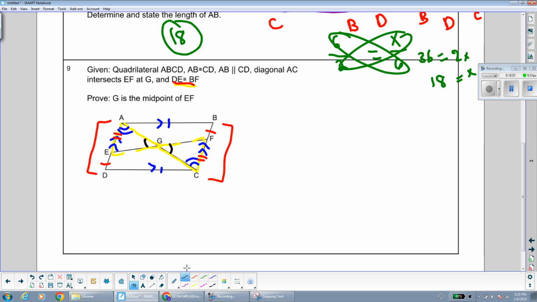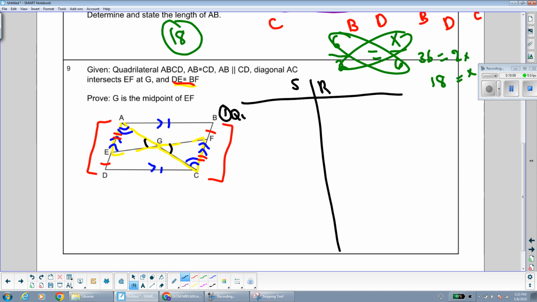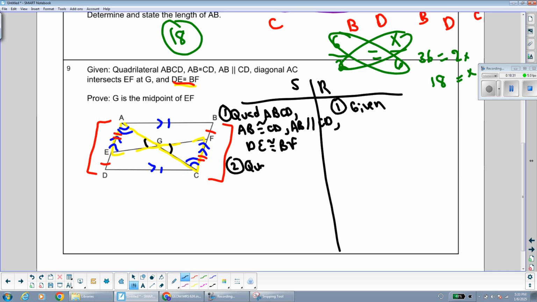So I'm going to make my statement reason chart. And we have quadrilateral ABCD. We have AB congruent to CD. We have AB parallel to CD. And we have DE is congruent to BF. And that's all given. And from those givens, I know that quad ABCD is a parallelogram.